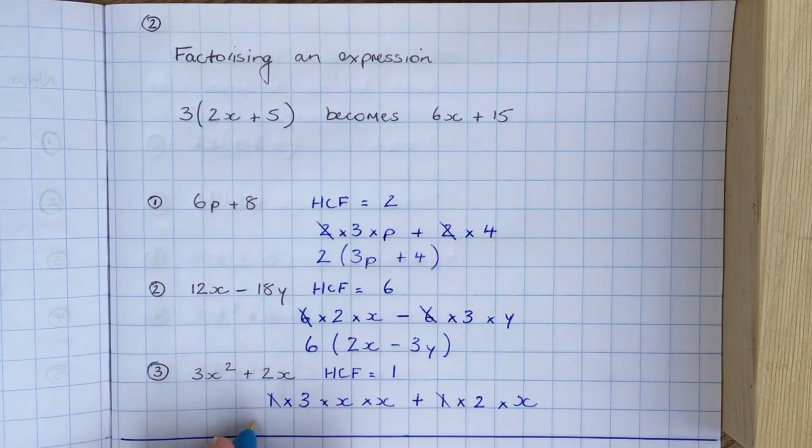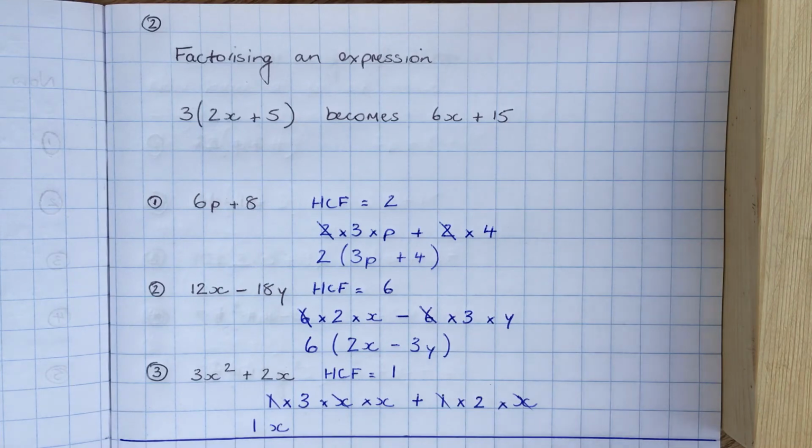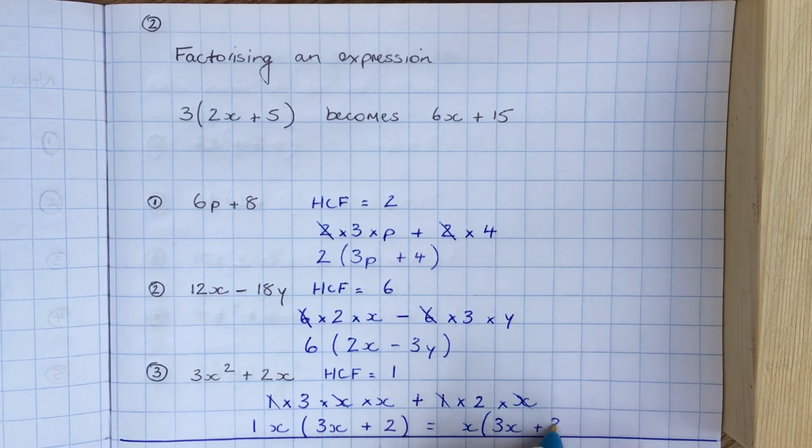Again, what's common on both sides? 1 is common on both sides. We've got x common on both sides. And nothing else is common, so we put the rest in brackets. 3x plus 2. Now, to be mathematically correct, we all understand that we don't need the 1x at the start here. So we write x, 3x plus 2. And that's just a neater way of writing it.